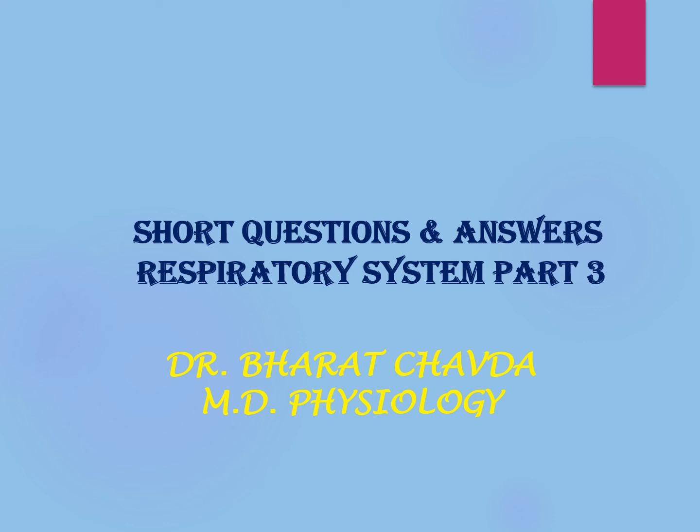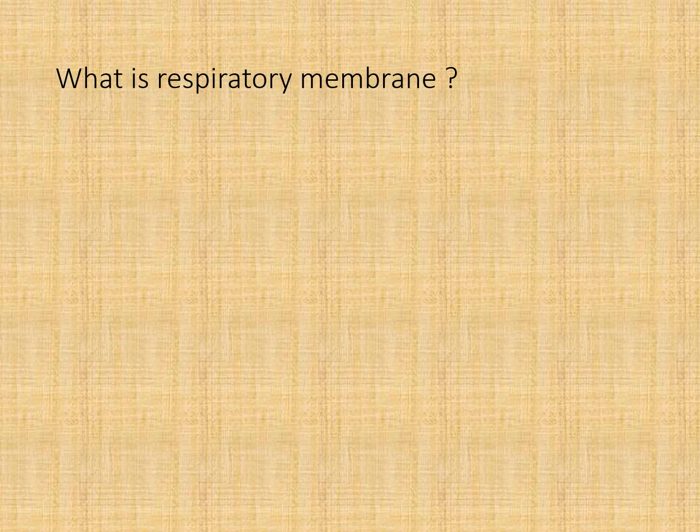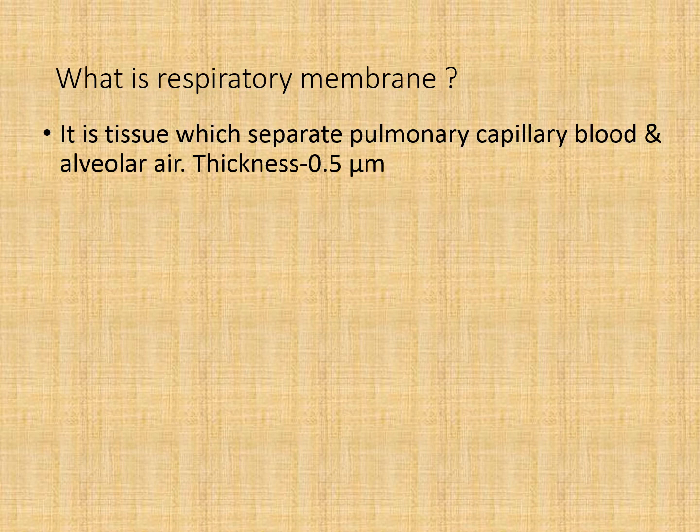Short questions and answers in respiratory system part 3. What is respiratory membrane? It is tissue which separates pulmonary capillary blood and alveolar air, having thickness of 0.5 micrometer.